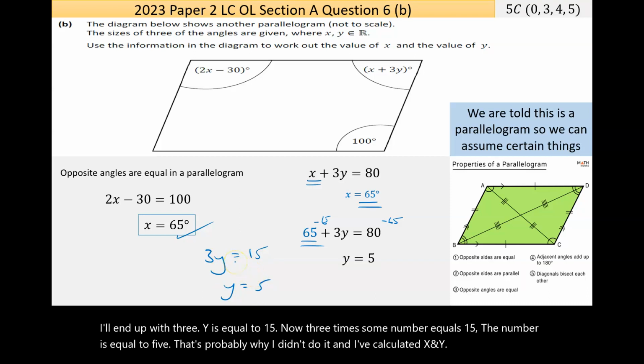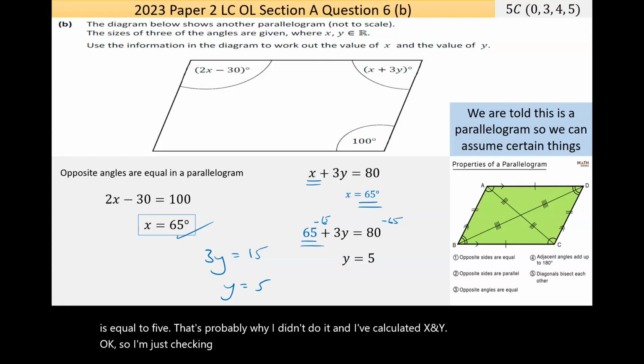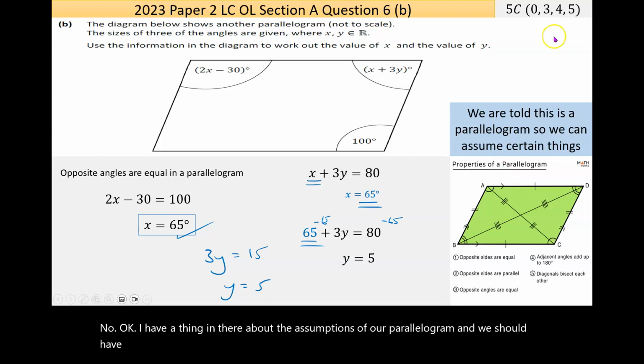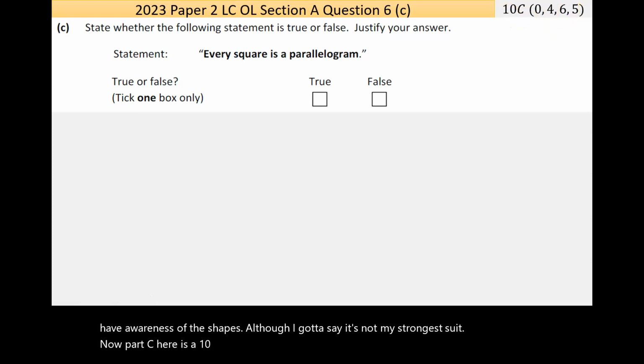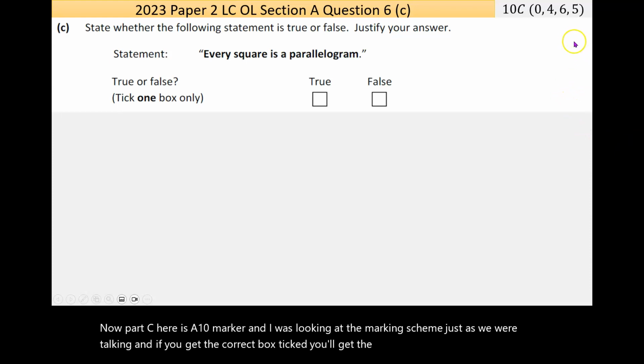Okay, so I'm just checking the marking scheme, see if there's anything special about it. Nope, okay. I have a thing in there about the assumptions of a parallelogram, and we should have awareness of the shapes, although I gotta say it's not my strongest suit. Now part C here is a 10 marker, and I was looking at the marking scheme just as we were talking, and if you get the correct box ticked, you'll get the low partial, so 4 marks.